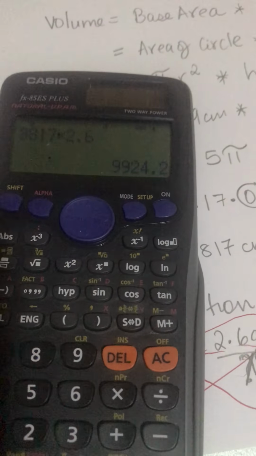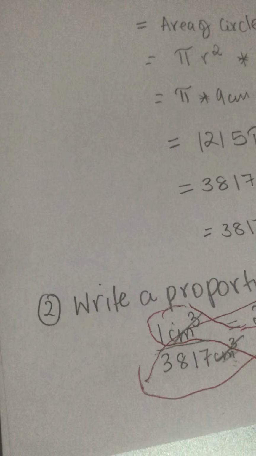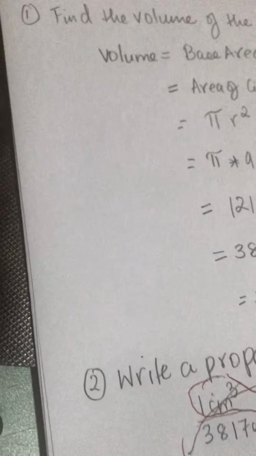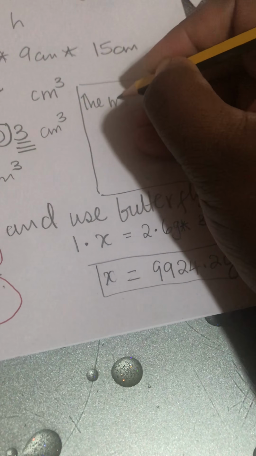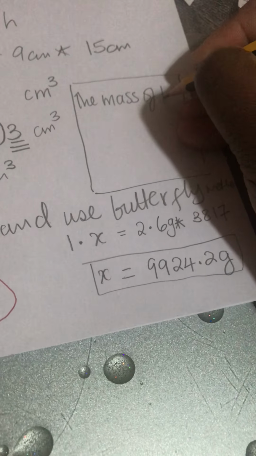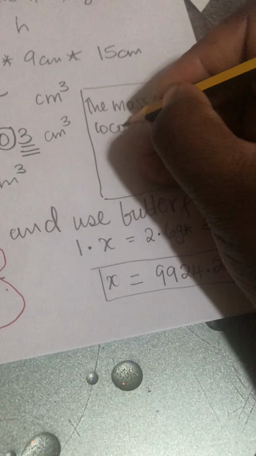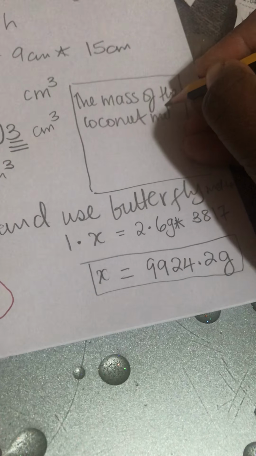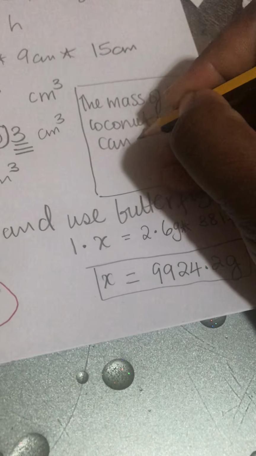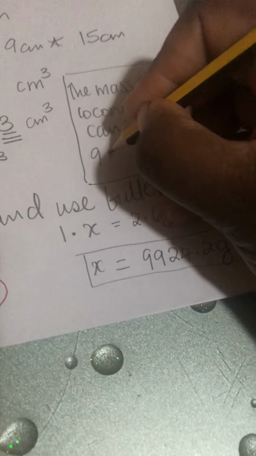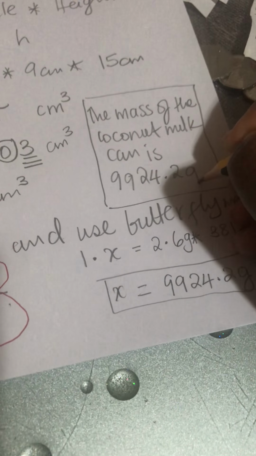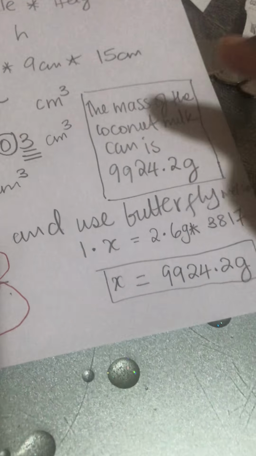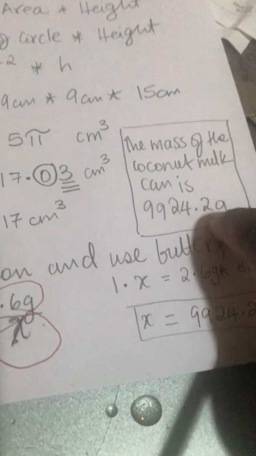And you write your sentence. The mass of the can is, I'm going to write it over here because I don't have other space and I don't want to waste paper. The mass of the coconut milk can is 9,924 and 2/10 grams. And my answer is in a box. So you have your answer for solving and you have your answer for the sentence.